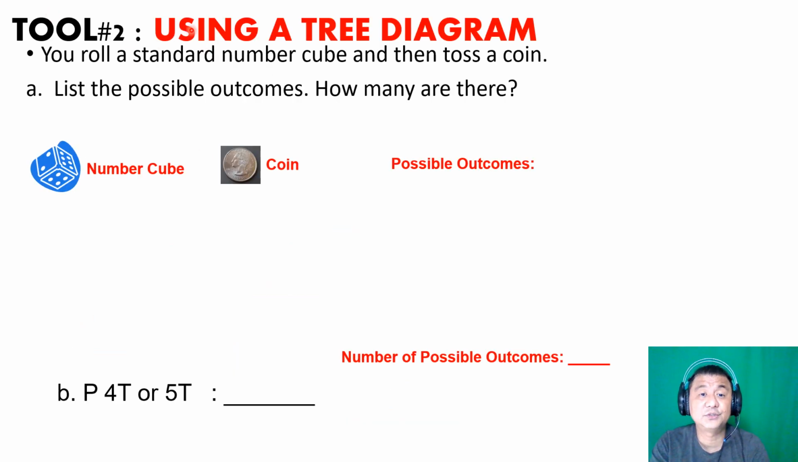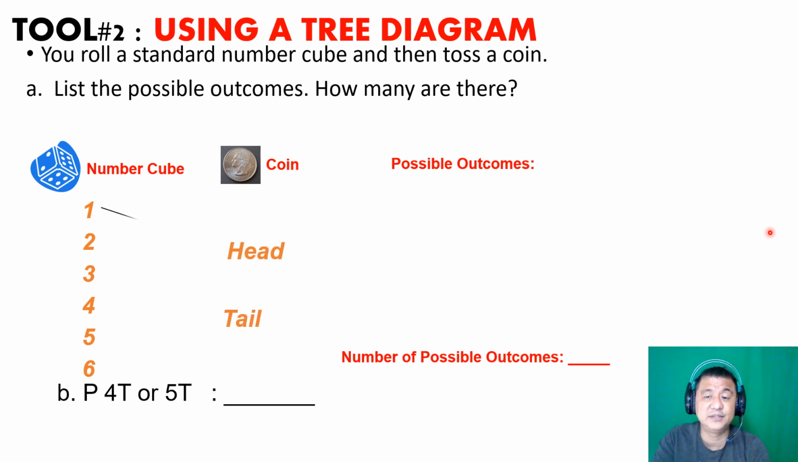The second tool is using a tree diagram. Okay, so how do I do that? You roll a standard number cube, a die, and then toss a coin. The number cube and the coin. List the possible outcomes. We want to have a sample space here, but we cannot do that yet. I want to organize it using branches and roots, right? So what are the possible outcomes for a cube? So we know it's 1, 2, 3, 4, 5, 6. And for a coin, it will be what? A head or a tail.